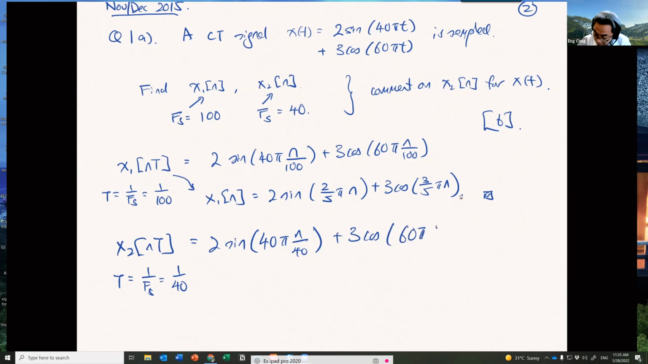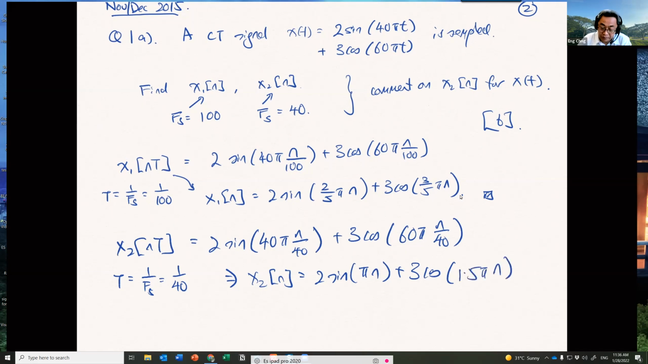60 pi n over 40. Now when we reduce this, we get sine 2 pi n plus 3 cosine. Now here's the interesting part, 60 over 40 is 1.5 pi n. Okay, so we have the 2 equations now.